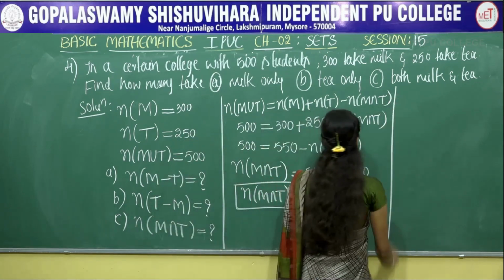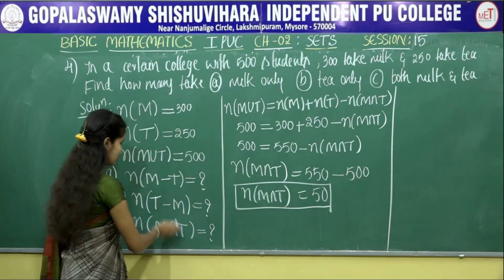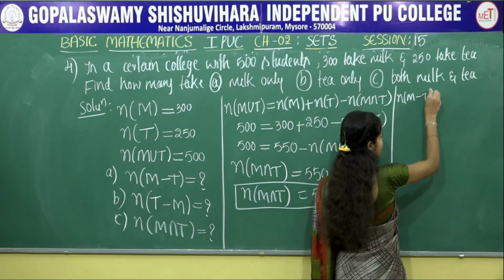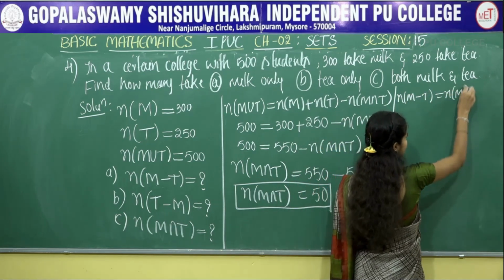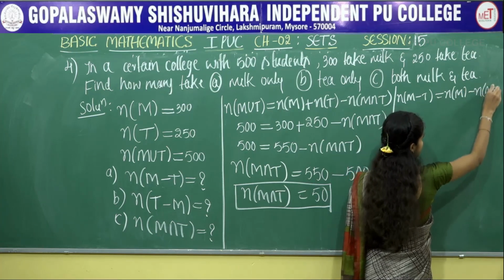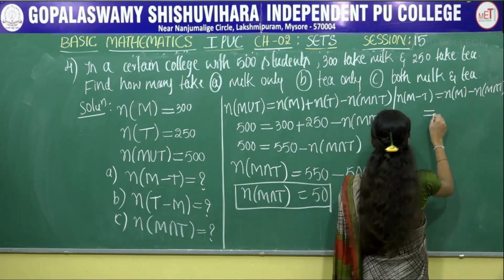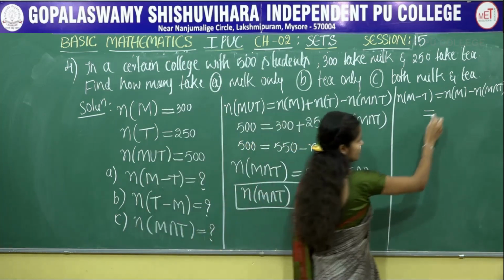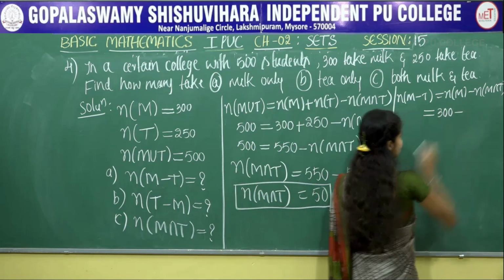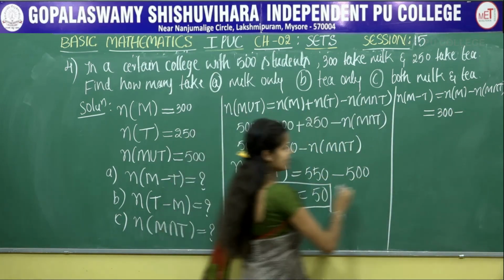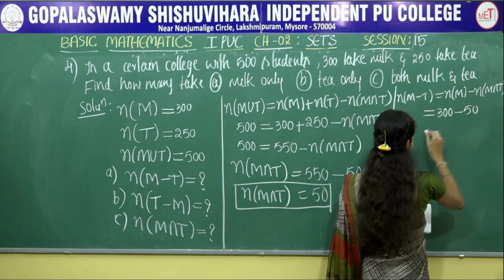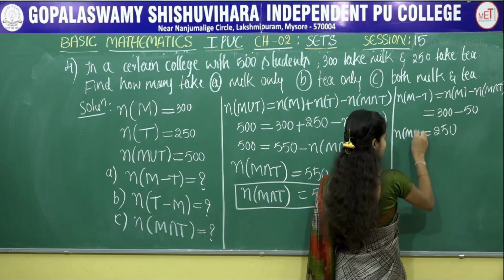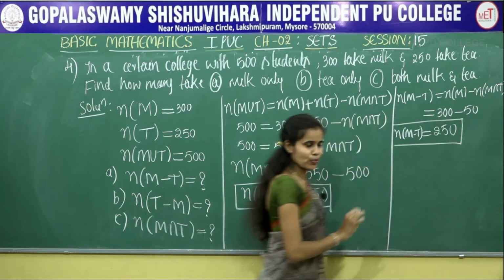Okay, next find out n of M minus T. n of M minus T is equal to n of M minus n of M intersection T. So n of M is 300, minus n of M intersection T, that is 50. So 300 minus 50, 250. Therefore n of M minus T is equal to 250.